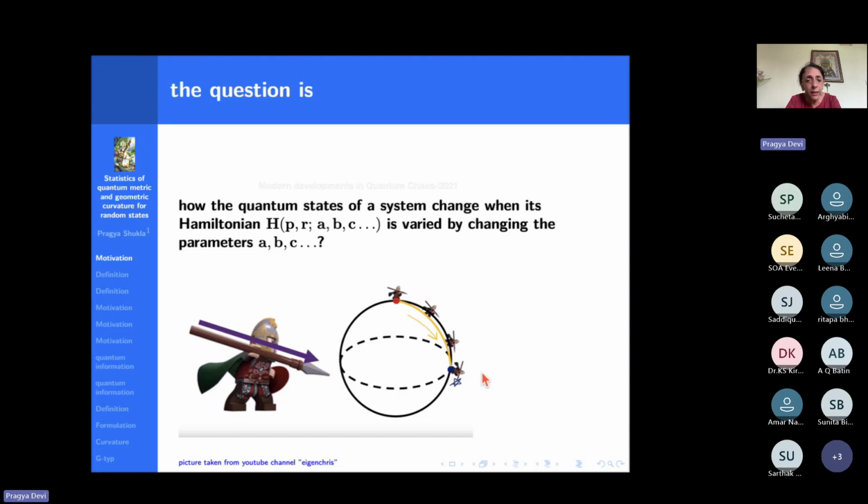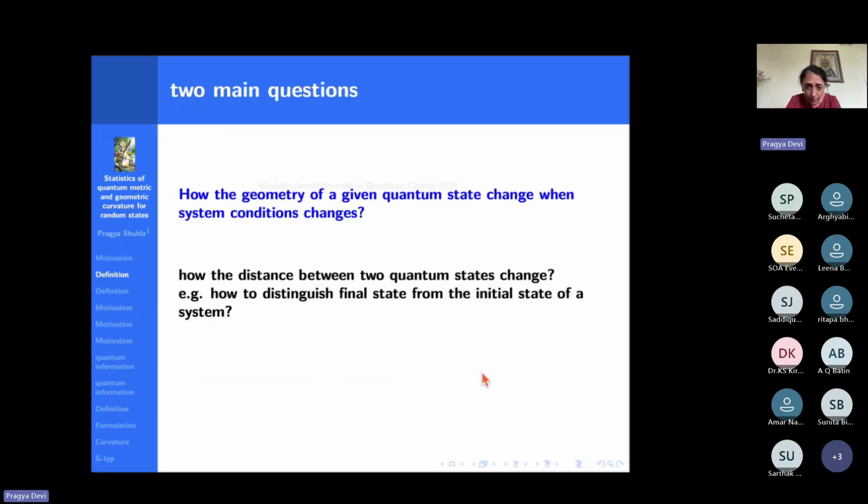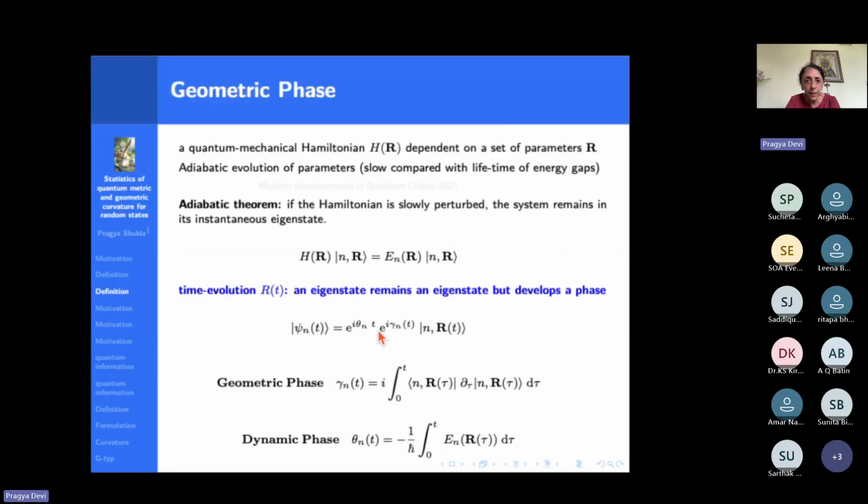And this actually leads to very important results. But before I get into that, there are two main questions. First, when you are changing the system condition, how does the geometry of a given state change? And secondly, suppose you have started from an initial state and go to a final state, whether the initial state is different from the final state or not, even if you have completed a full circle in the parameter space. These are two main questions, and there are two different physical properties through which they are measured. So I'm getting into that now.